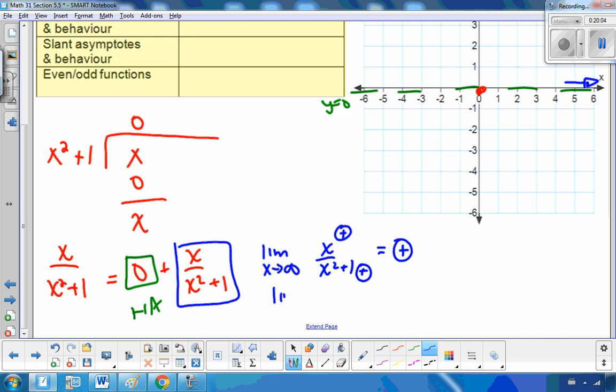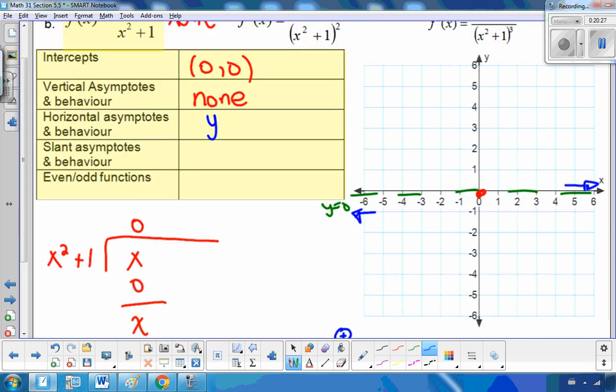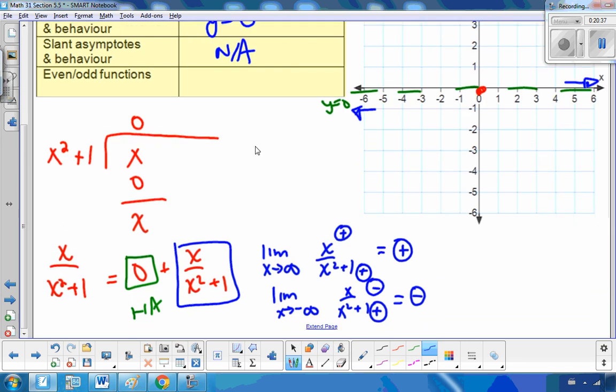Okay, then I'll look at the limit as x approaches negative infinity, and that will be of x over x squared plus 1. So if I put in a big negative number, my numerator will be negative. A negative squared is a positive, plus 1 is still a positive. So altogether, that will be a negative. So the left end will be below. My curve will be below the horizontal asymptote. So up here, I have a horizontal asymptote at 0. If I have a horizontal asymptote, I do not have a slant asymptote. I can't have both. So the other thing I need to figure out is even or odd.